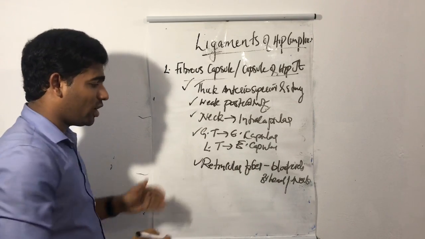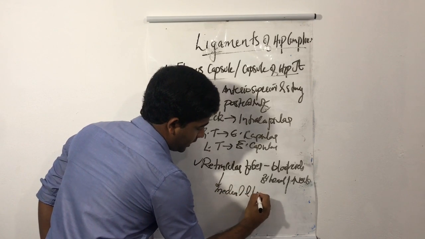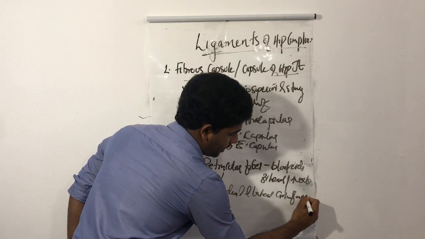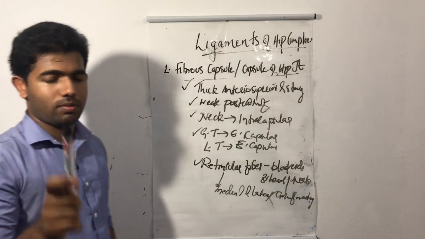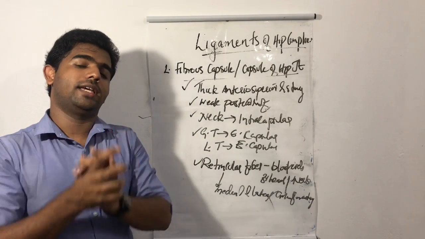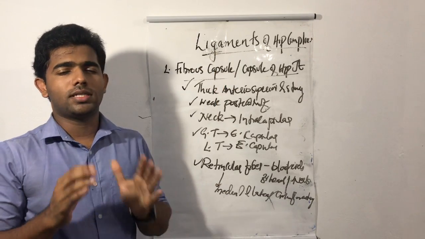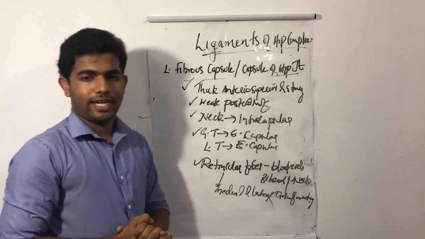These retinacular fibers originate from the medial and lateral circumflex arteries. If you need, just remember it, otherwise forget that, no need to worry much about it. Retinacular fibers you must remember. So the capsule of the hip joint has some retinacular fibers, and through them the blood vessels are transmitted to the head and neck of the femur.